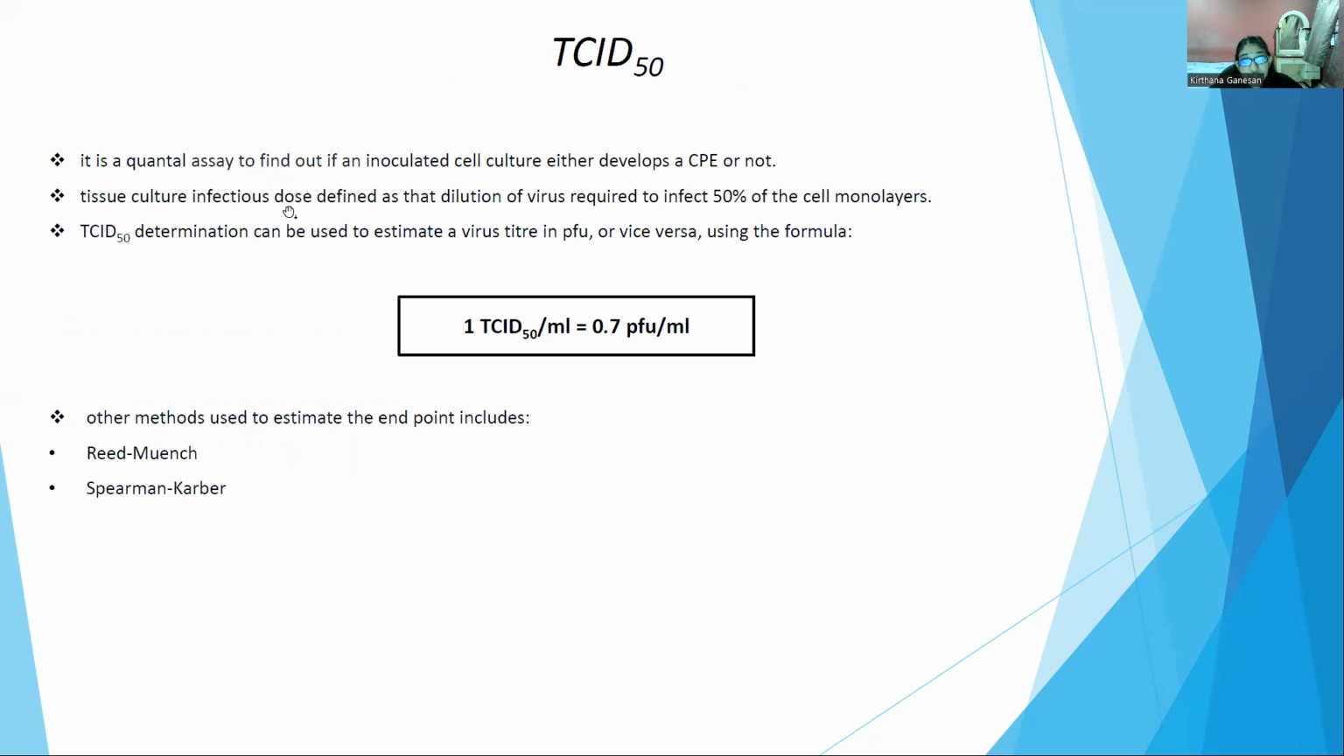The tissue culture infectious dose is defined as the dilution of virus required to infect 50% of the cell monolayers. So the TCID50 determination can be used to estimate a virus titer in PFU, or vice versa, using this formula, which is 1 TCID50 per ml equivalent to 0.7 PFU per ml. The other methods used to estimate the endpoints include the Reed-Muench and Spearman-Kärber methods.